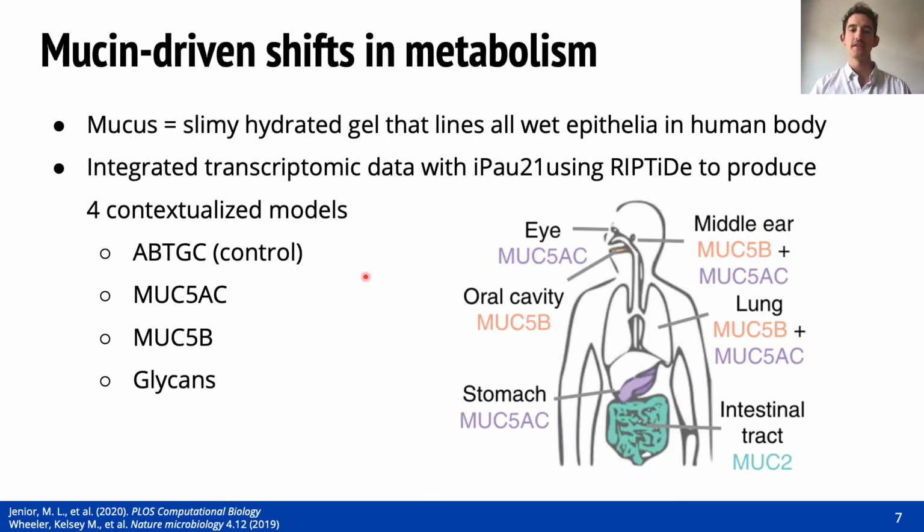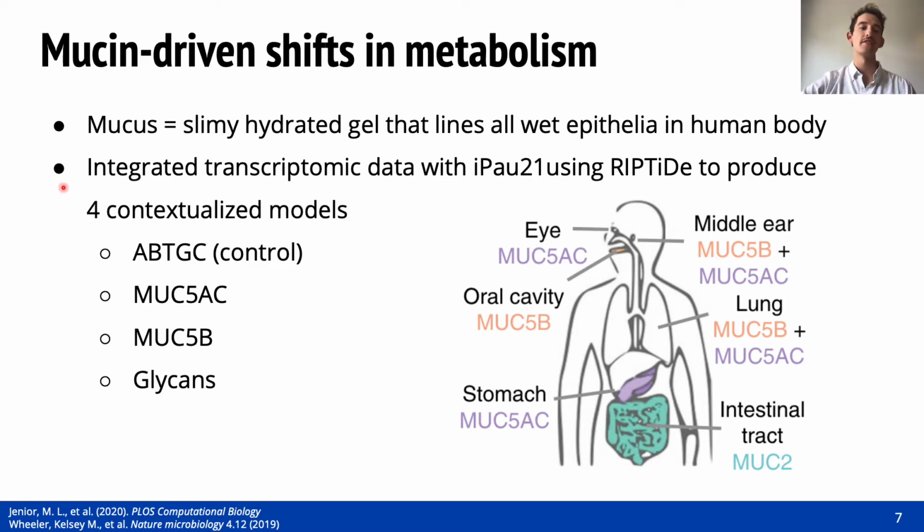So now that we have an updated and validated model, we're interested in applying this model in order to provide some biological insights into how PA14 metabolism is modulated by mucus. So just to give a little bit of background, mucus is a slimy hydrated gel that lines all wet epithelia in the human body. So if you think of places like the lung, the oral cavity, and the eye, all these places are going to contain mucus. And one of the functions of mucus is to act as a defensive mechanism, because you're also going to have microbes in those places. And it serves to tame these microbes and keep them from doing harmful things to us.